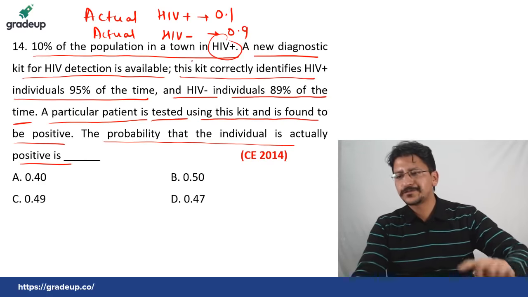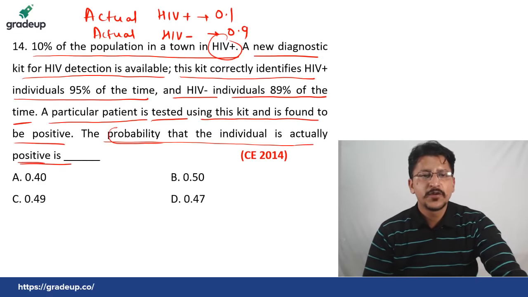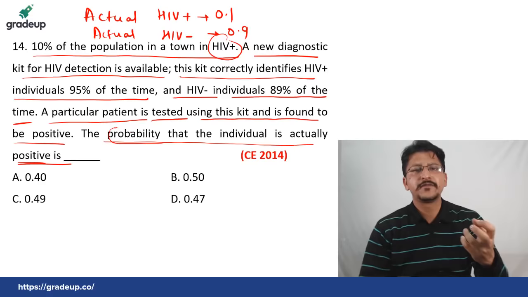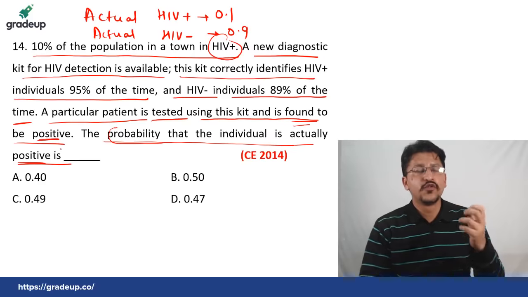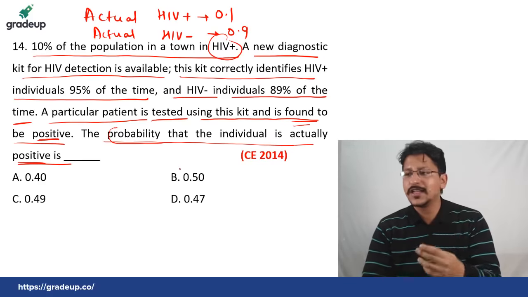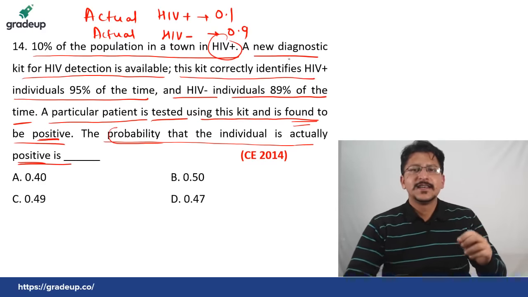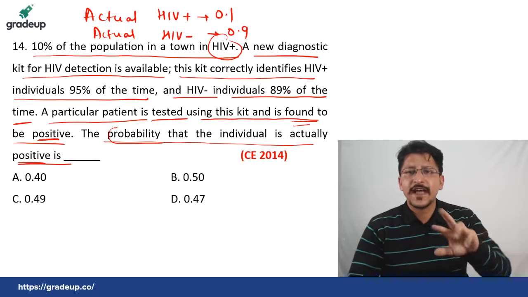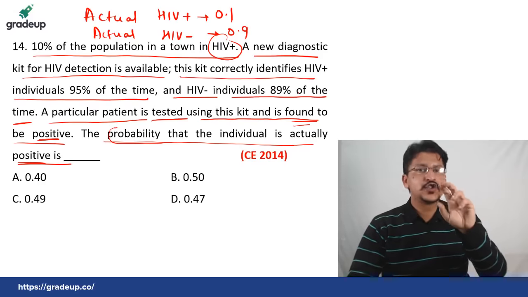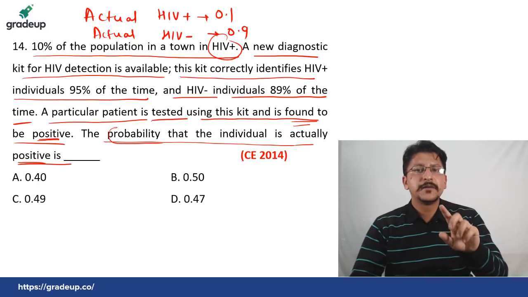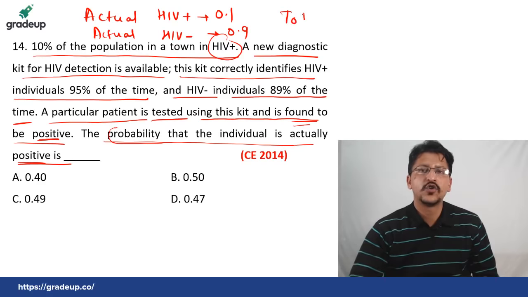Now it is asked the probability that the individual is actually positive, given that from the kit he is tested and found to be positive. So there are two cases. One is that he is actually HIV positive and the machine identifies correctly. The second case is he is actually HIV negative but the machine identifies him wrong. That is basically the total outcomes.